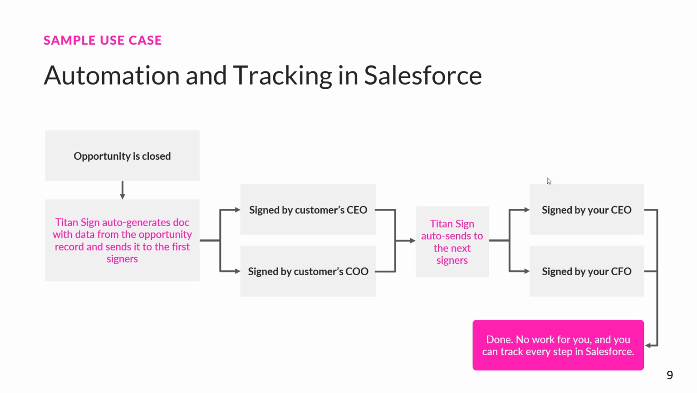That document is automatically sent first to the customer's CEO, and then once he signs it, goes to their COO. After the relevant parties have signed the document on the customer side, it then comes back to our team and passes from our CEO to our CFO. At this point, all of the designated roles have signed the document. Titan Sign then saves a copy to the opportunity record in Salesforce and provides us with a tracking log stating when each person signed the document and what IP address they did it from. Automate the whole process according to your custom needs with documentation showing what happened at every step.